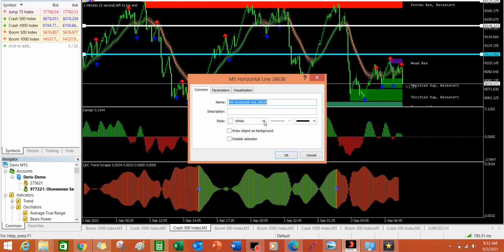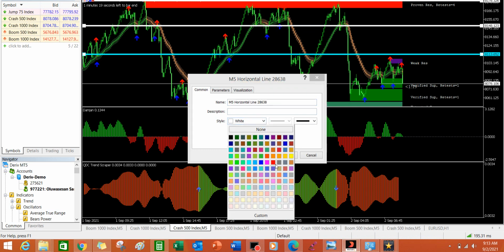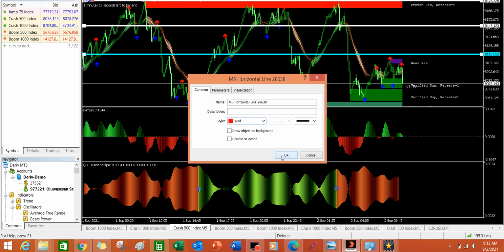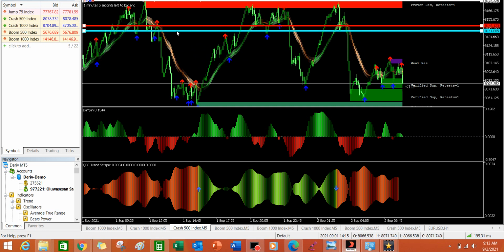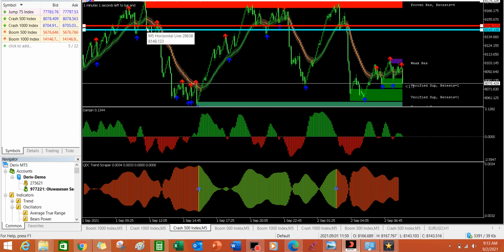So the first horizontal line will be the one for our entry point. The white line is our entry point, so we are coming in on this resistance level. We got this spike, we got the second spike. All we need to do after getting the second spike: this light blue is our current price action. You can see it is on the tip of the second spike.